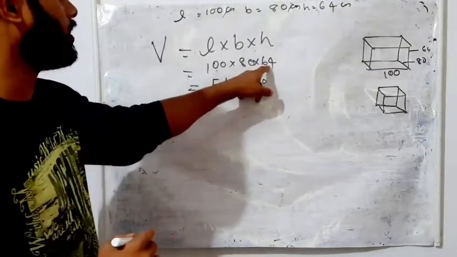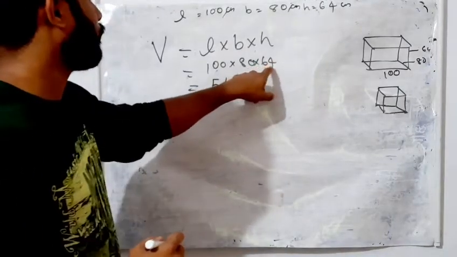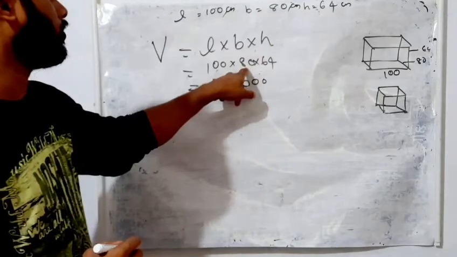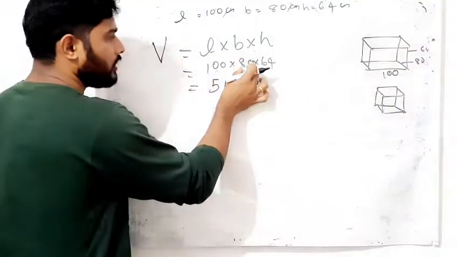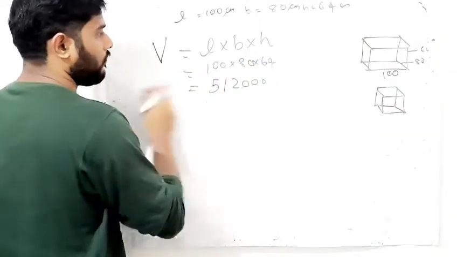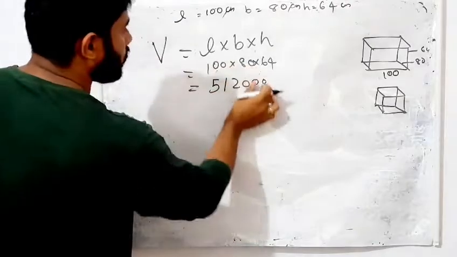6 into 80, 8 into 60, 480, and 6, 4 into 8, 24. 480 plus 24... 64 into 8, you will get 512. Yeah, 64 into 8, you will get 512,000.